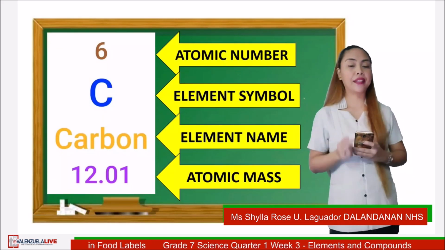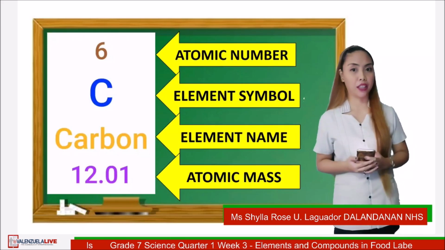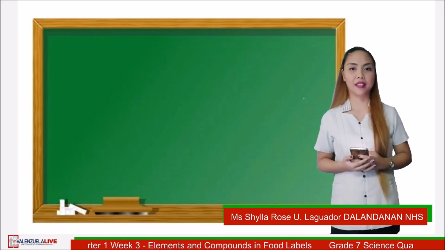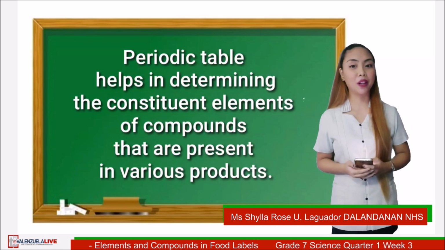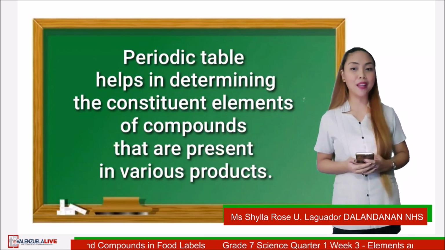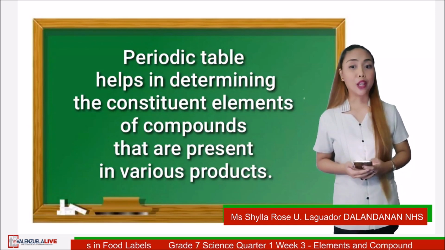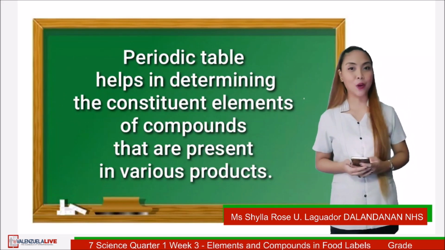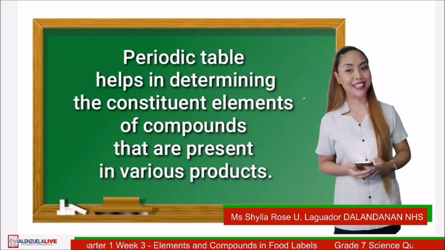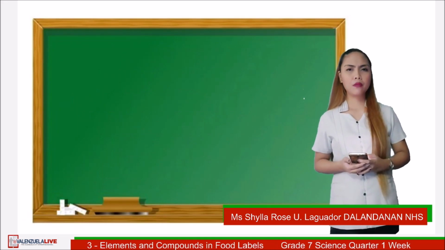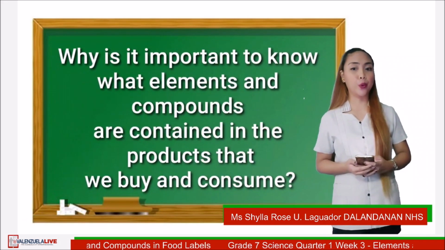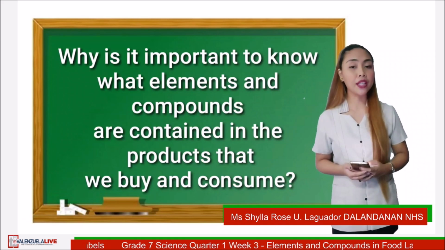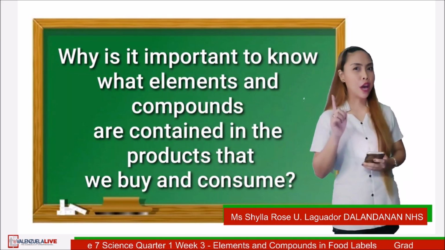Now, just to reiterate, there are no compounds in the periodic table. Everything that you will see and observe on it are all elements. However, the periodic table helps us to identify the constituent elements of a certain compound. We can use it as a reference in determining the composition of compounds present in commercialized products that are available in groceries and stores. Now, why do you think that it is important to know what elements and compounds are contained in the products that we buy, especially the foods that we consume? Do you have any idea?